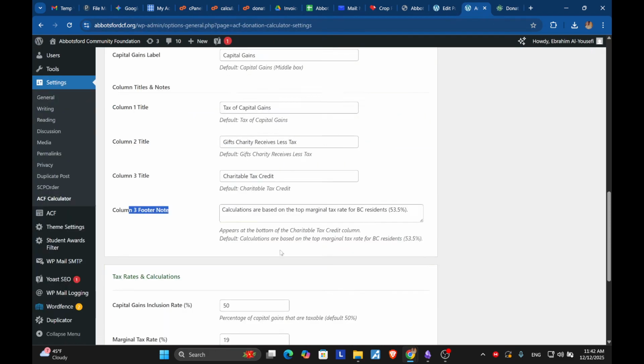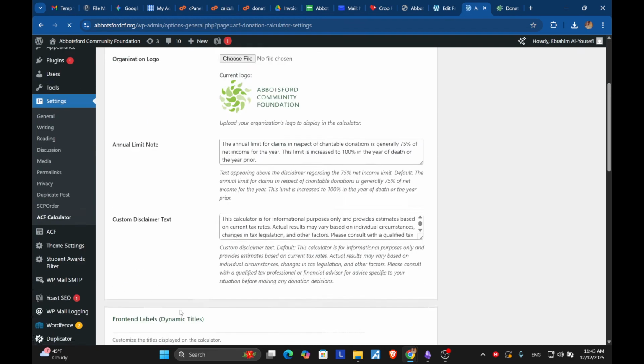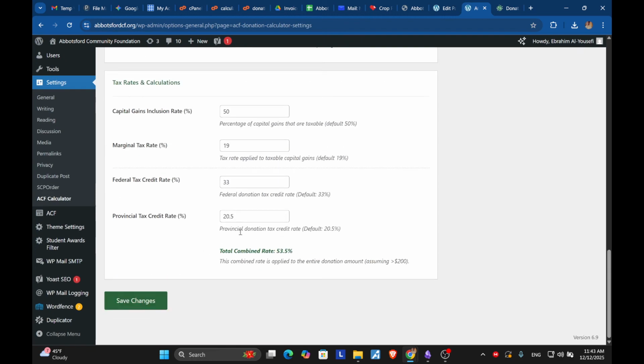This is also editable. As for the calculations, over here you can update the inclusion rate and the tax rate, percentage-wise. Currently it's set at 50 and 19. Then the federal tax credit rate and provincial tax credit rate, also percentage-wise. Currently they're set at 30, should be 33. I just tested the calculator previously. And then you have the 20.5.